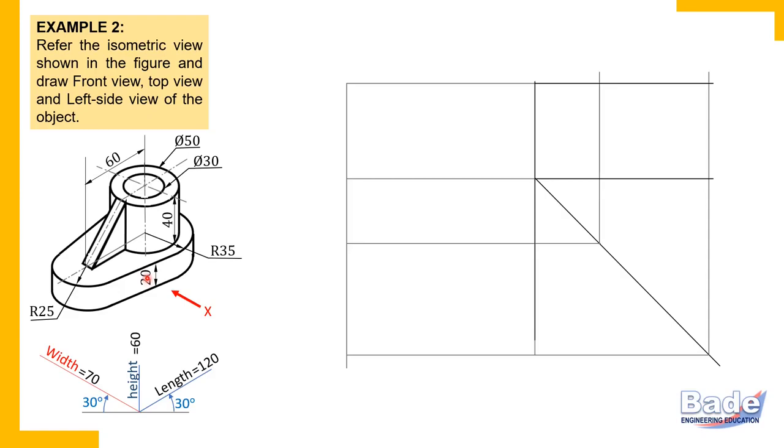So we know that this object is symmetrical. And what is the orientation of that symmetry? Front back symmetry it is. Front side and back side. Remember, in the top view, this is the front side, this is the front side, and this is the back side.